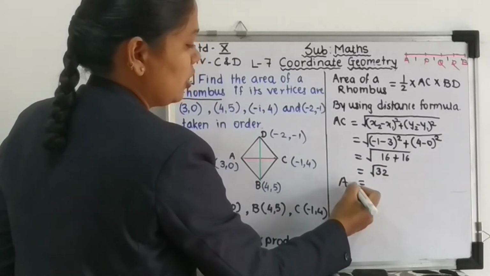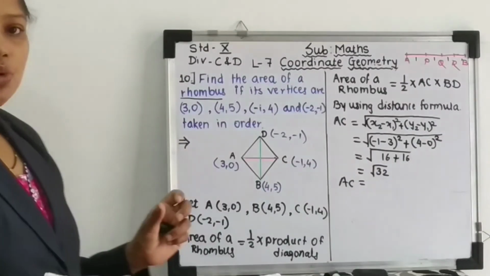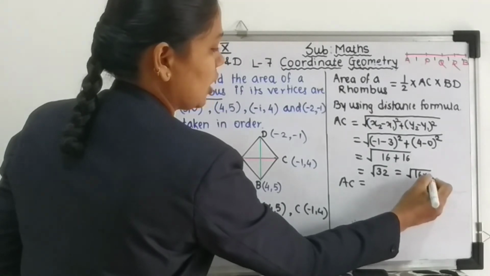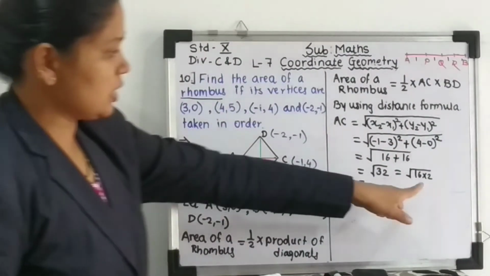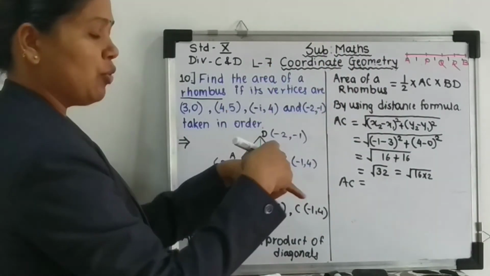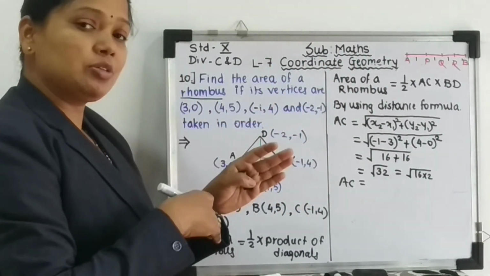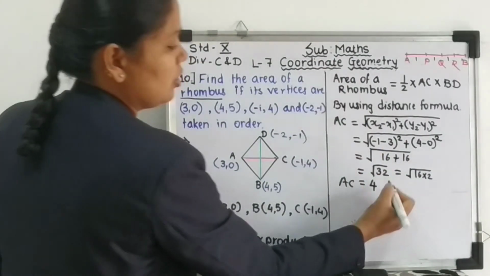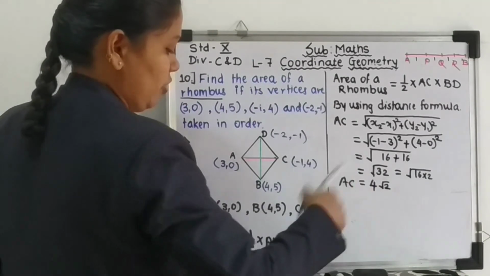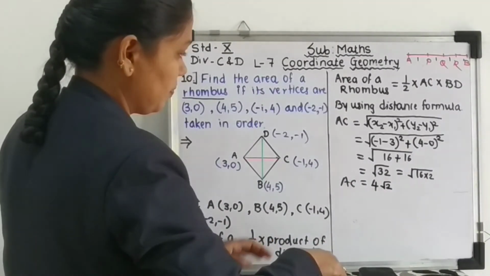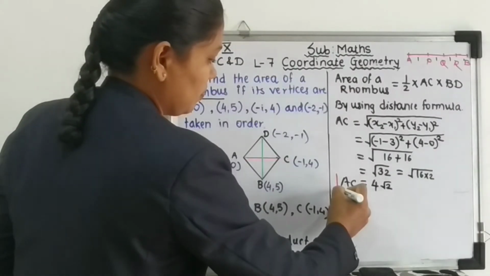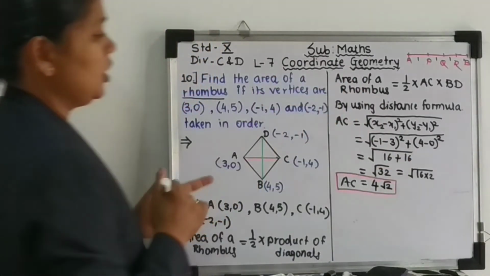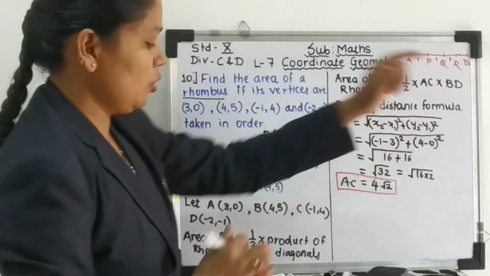So we got here AC. Now 32 is what? If we split, we will get 16 twos are 32, and 16 is a complete square. So we will take it outside, but when it comes outside, we will write its square root. So 4 is the square root of 16. So 4 under root 2. That is what we got for AC. Got it?